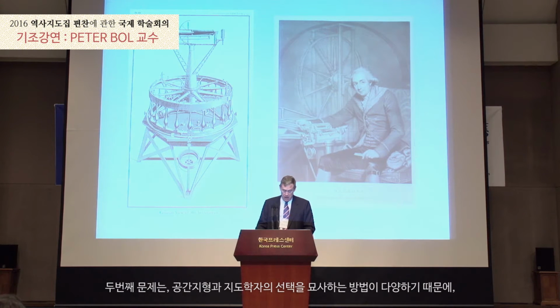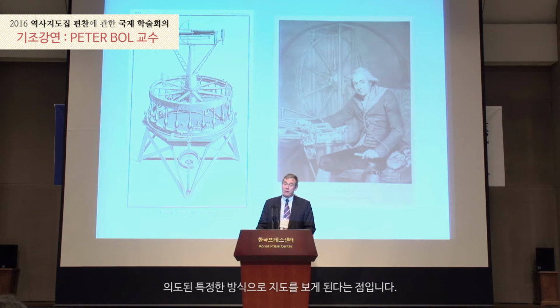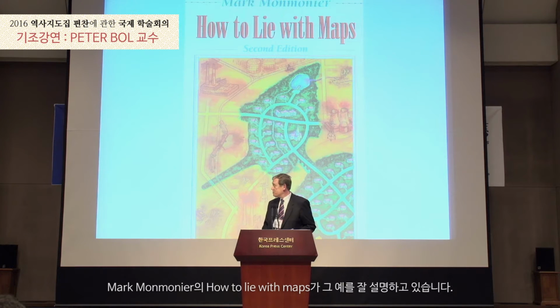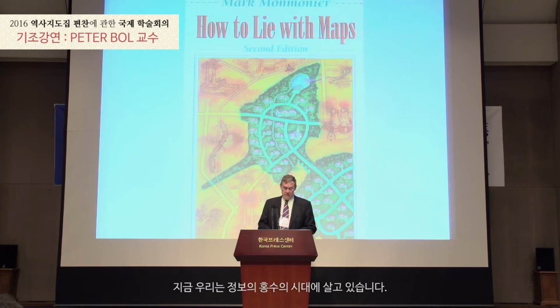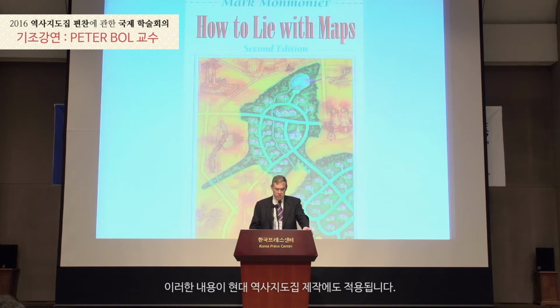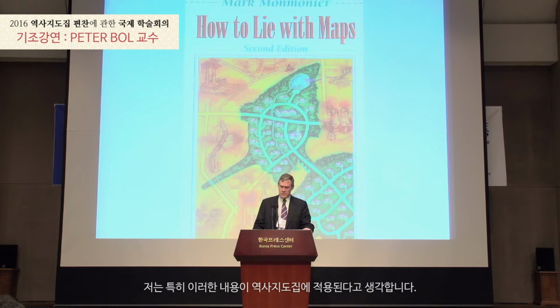Second, there are many ways to depict spatial features, and the cartographer's choices draw our attention to certain ways and not other ways of seeing. Their choices can deceive us in many ways, as Mark Monmonier's How to Lie with Maps demonstrates. We live in an age where there is a flood of accessible information. Modern scholarship needs to recognize this and consider ways in which the data underlying analysis is made available to the reader. This applies to the creation of modern historical atlases as well. I would say it applies to historical atlases in particular.